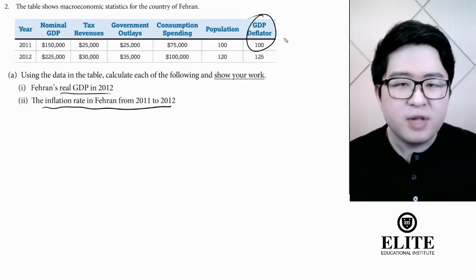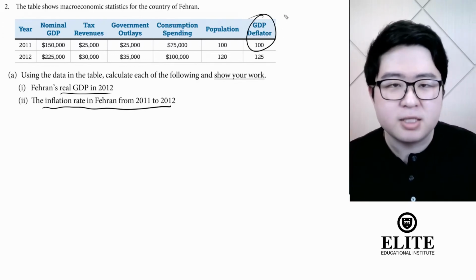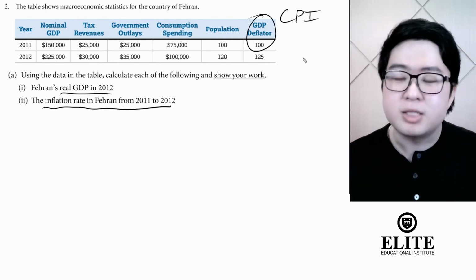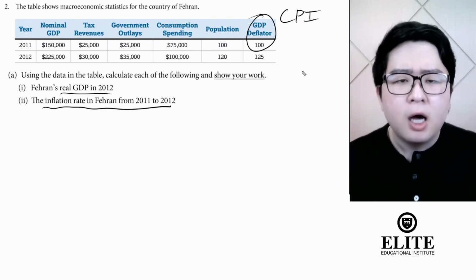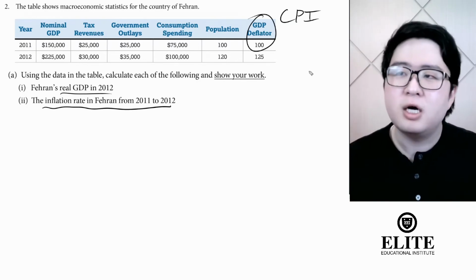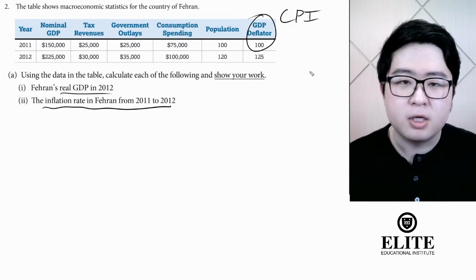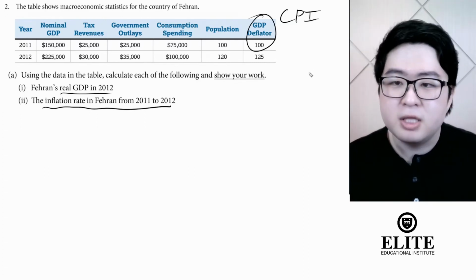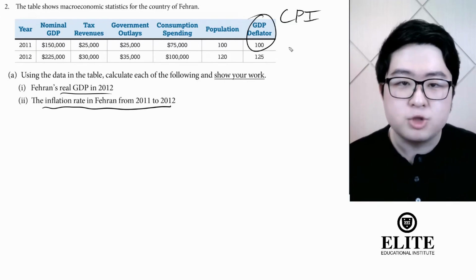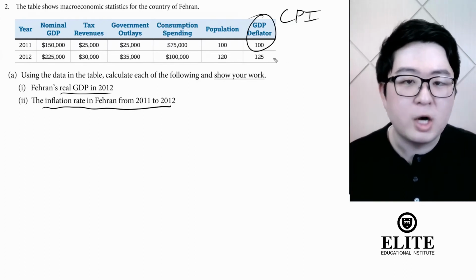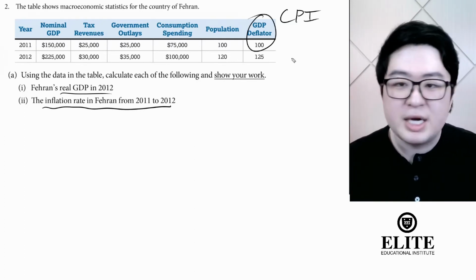What is the GDP deflator? It's essentially a price index, like the CPI, Consumer Price Index, which is a type of price index that we use. All that means is it's a representation, a sort of average of prices normalized to a specific year. That year can be any year, but in this problem, it's going to be 2011, where the GDP deflator, or the price index, is at 100, and in 2012, we see that the GDP deflator is 125, right? So we see prices have changed.